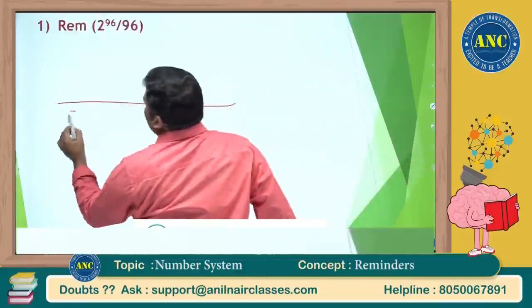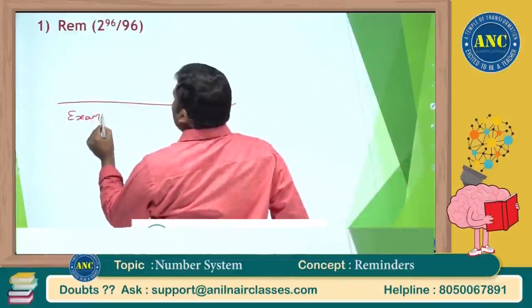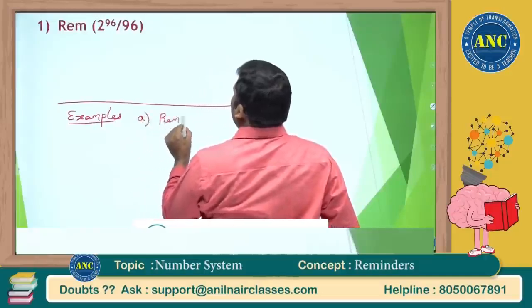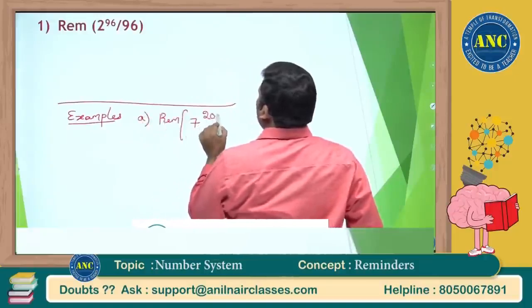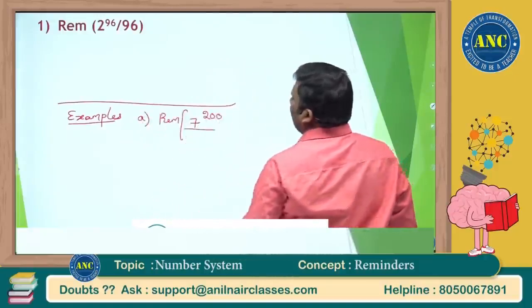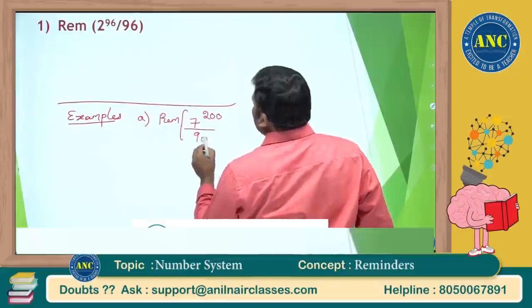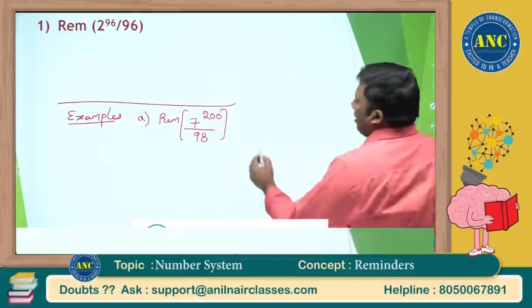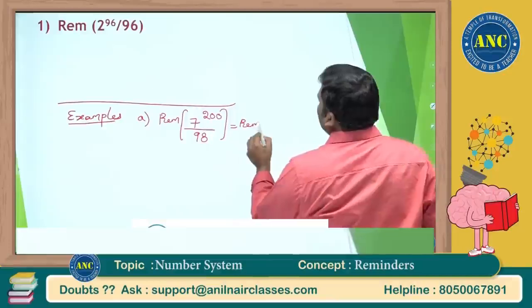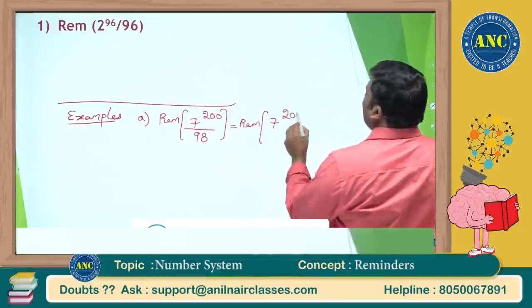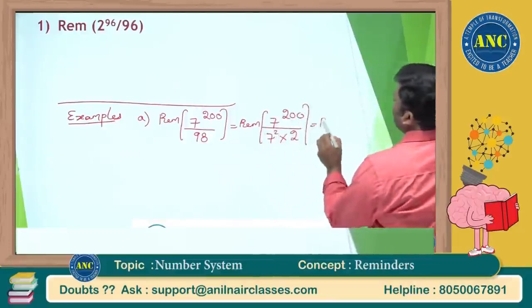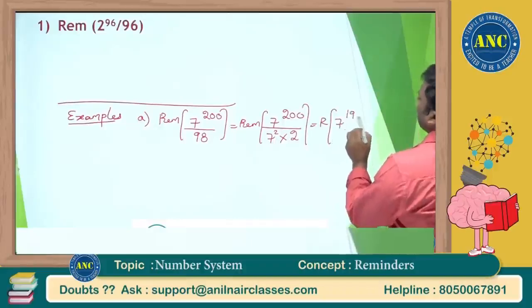Some more examples I will do, 2 more, so that you will not get a single doubt in this concept. First question. Remainder of 7 power 200 divided by 98. 98 is nothing but 49 into 2. 49 is 7 square, so 98 is 7 square into 2. So here it is 7 power 198 divided by 2.